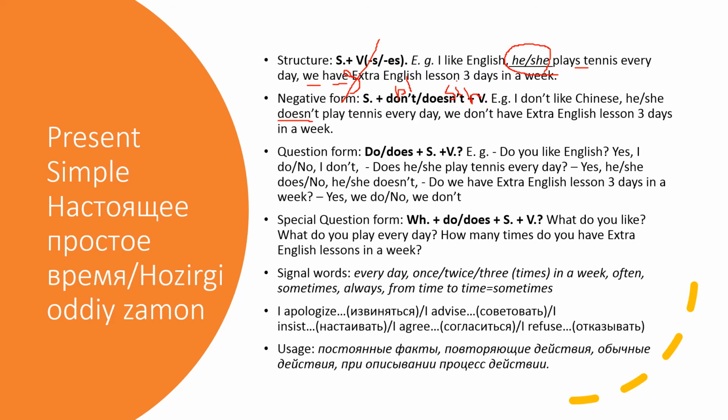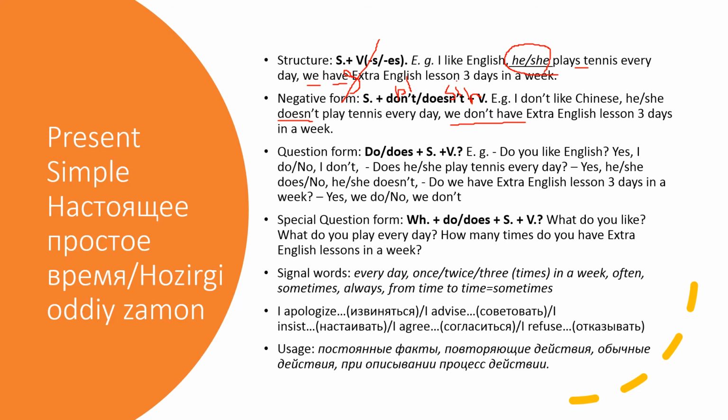Then we don't have extra English lesson 3 days in a week. We, plural subject, and that's why we should use don't. Then verb itself. This is the structure, negative structure of present simple. Now question form or interrogative form. Do and does is used at the beginning of the sentence, then subject, then verb itself.